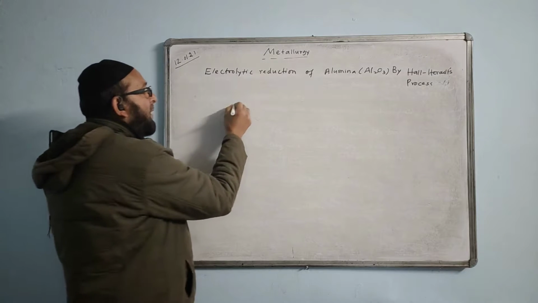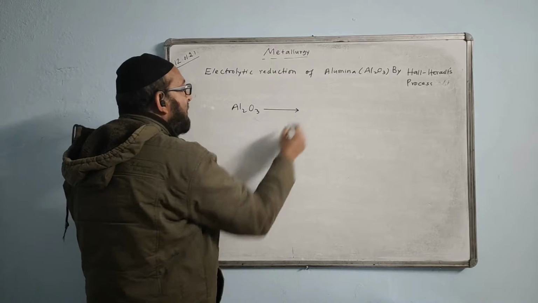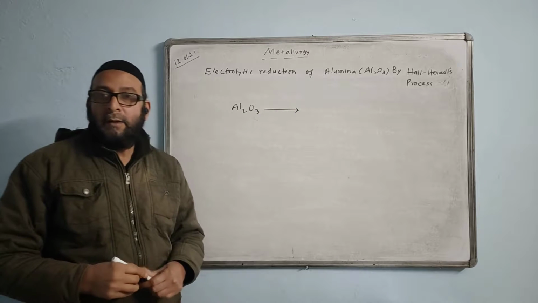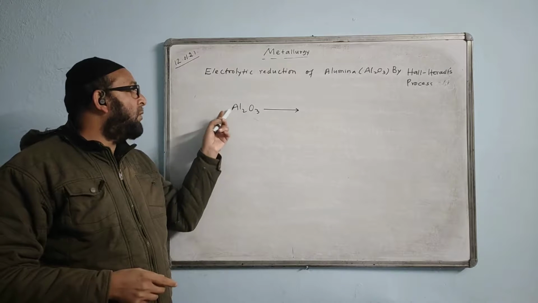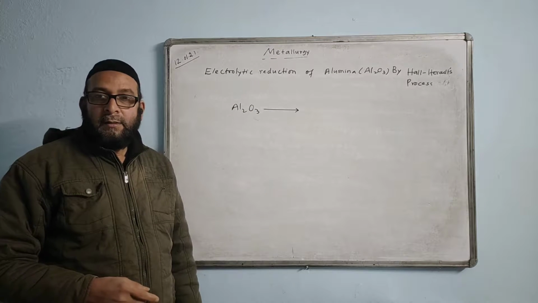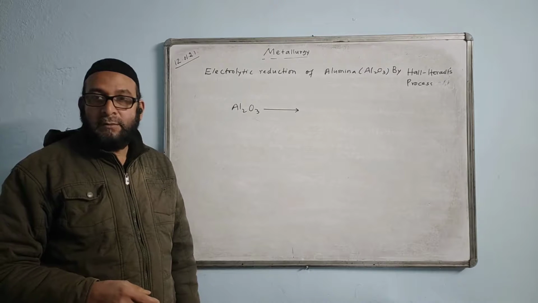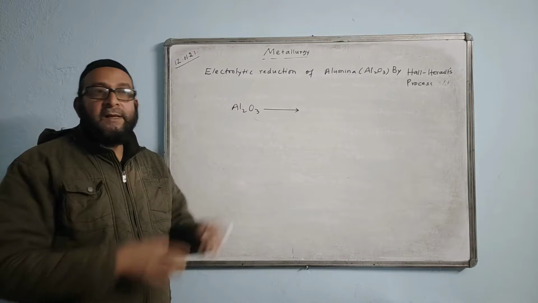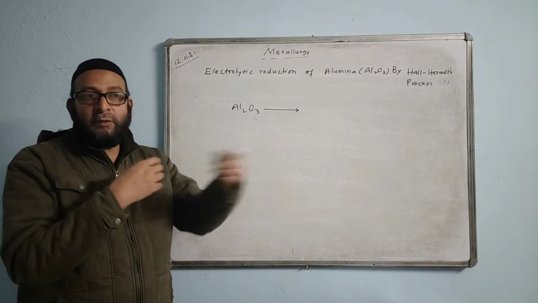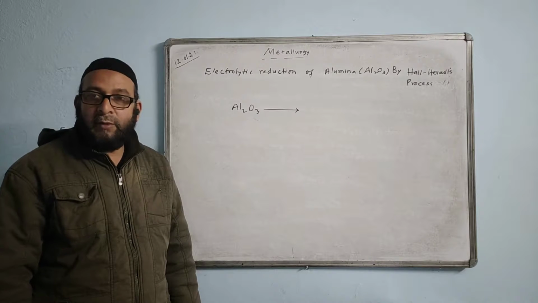Aluminium oxide we take and we do electrolysis. And as I told, why do we need to do electrolysis only? Because aluminium oxide is a highly stable oxide. Since aluminium has a strong affinity for oxygen, we can separate aluminium and oxygen only by passing current, that is electrolysis. That way only we can separate.